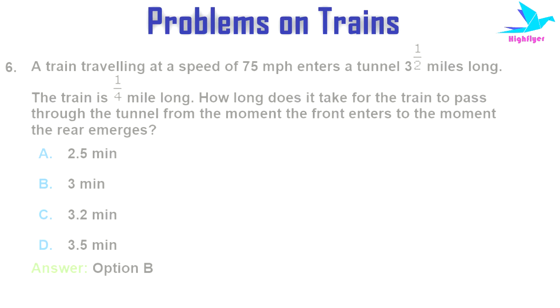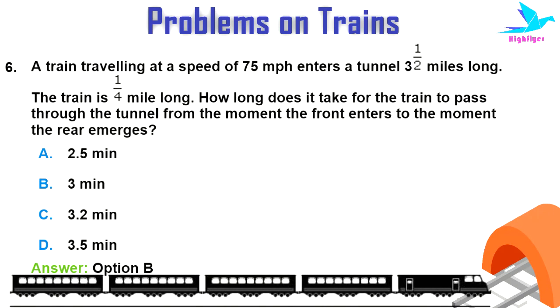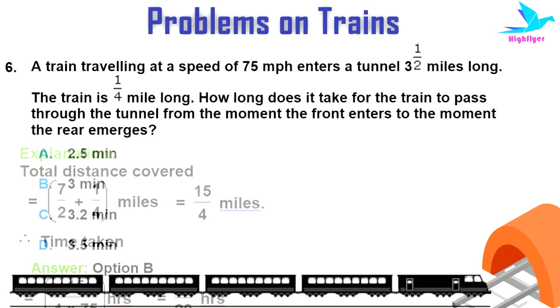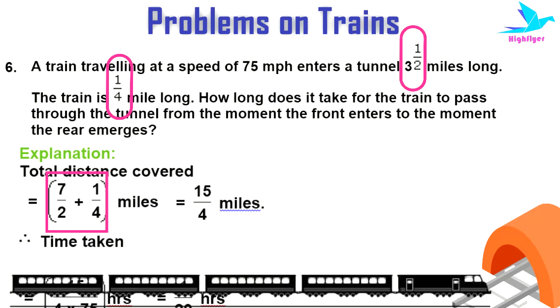Next question. A train traveling at a speed of 75 miles per hour enters a tunnel 3.5 miles long. The train is 1/4 mile long. How long does it take for the train to pass through the tunnel, from the moment the front enters to the moment the rear emerges? Now let's see the explanation. The total distance that the train has to cover is the length of the tunnel plus the length of itself. That is equal to 7/2 + 1/4 miles, which is 15/4 miles.